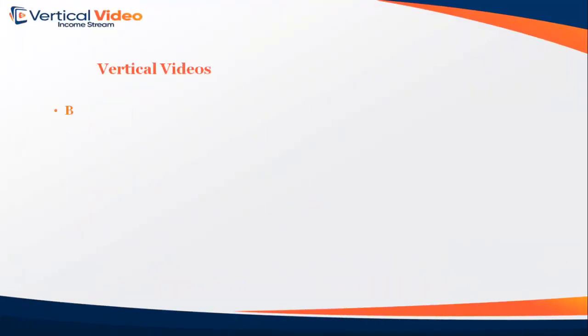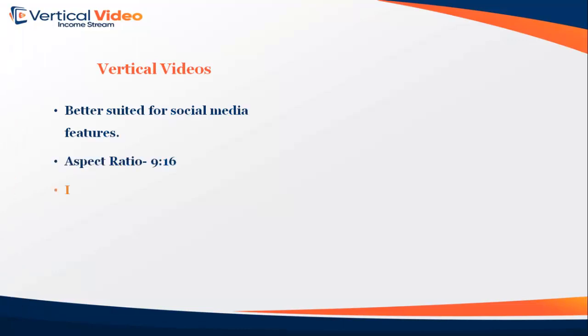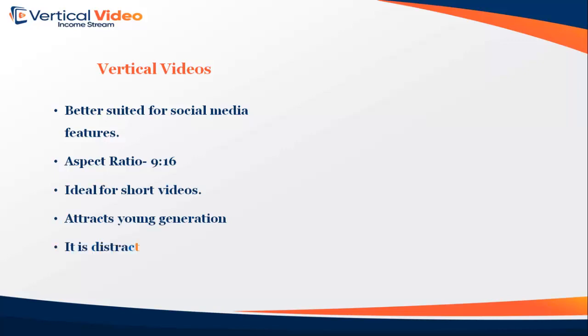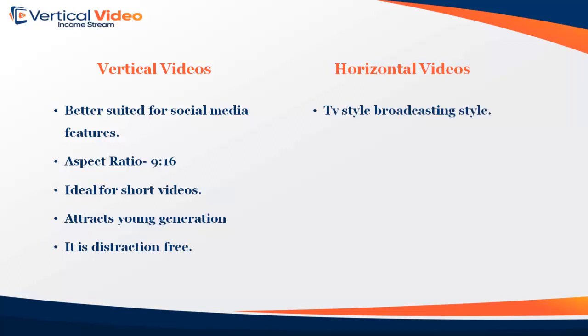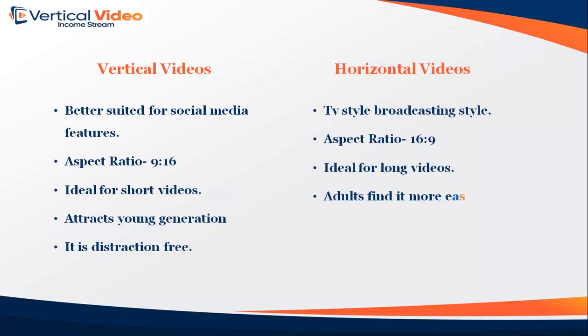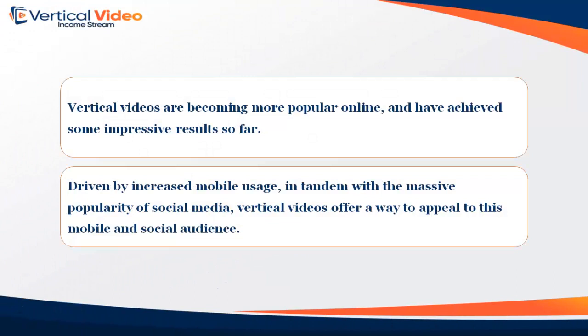Vertical videos, better situated for social media features. Aspect ratio 9:16. Ideal for short videos, attracts young generation. It is distraction-free. Horizontal videos, TV-style broadcasting style. Aspect ratio 16:9. Ideal for long videos. Adults find it more easy. It is not distraction-free. Vertical videos are becoming more popular online and have achieved some impressive results so far.